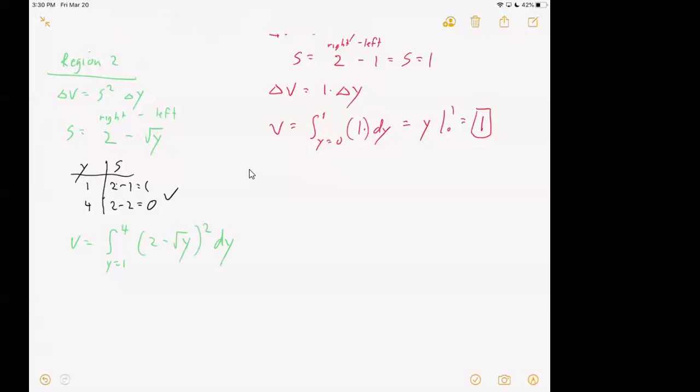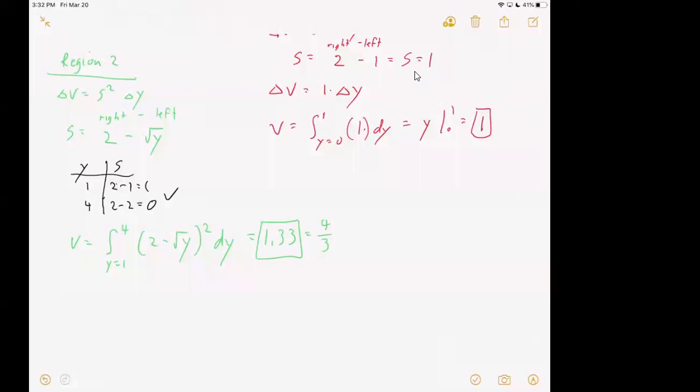Now we could do this by hand. We could expand the quantity 2 minus the square root of y squared and put in all of the terms, but I'm just going to pause the video and evaluate that on my calculator. When I put that into my calculator, I ended up with 1.33, which would be exactly 4/3 if I want an exact answer, but I'll use the decimal answer for now.